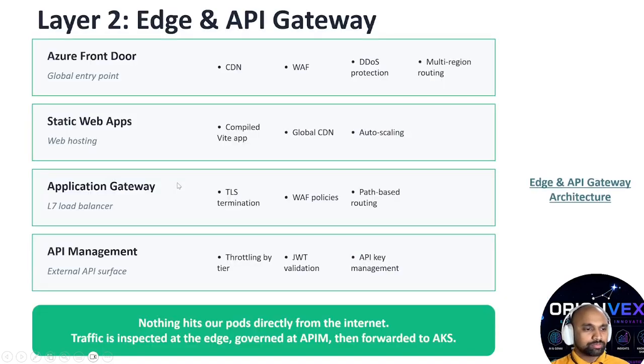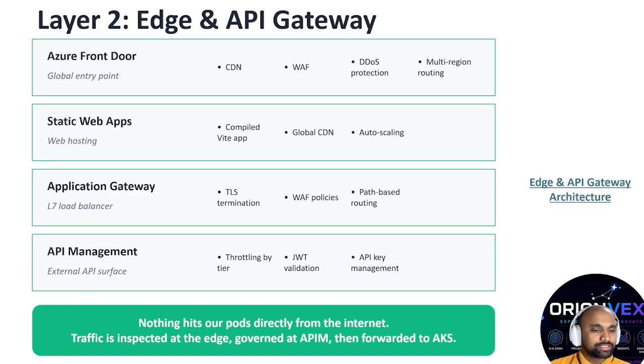Next comes layer 2, the edge and API gateway. We are using Azure services for this application. Azure Front Door provides the content delivery network, web application firewall, DDoS protection, and multi-region routing. This is the global entry point for any customer from anywhere in the world. Next are Static Web Apps for web hosting, which serve the compiled Vite application with a global content delivery network and auto scaling.